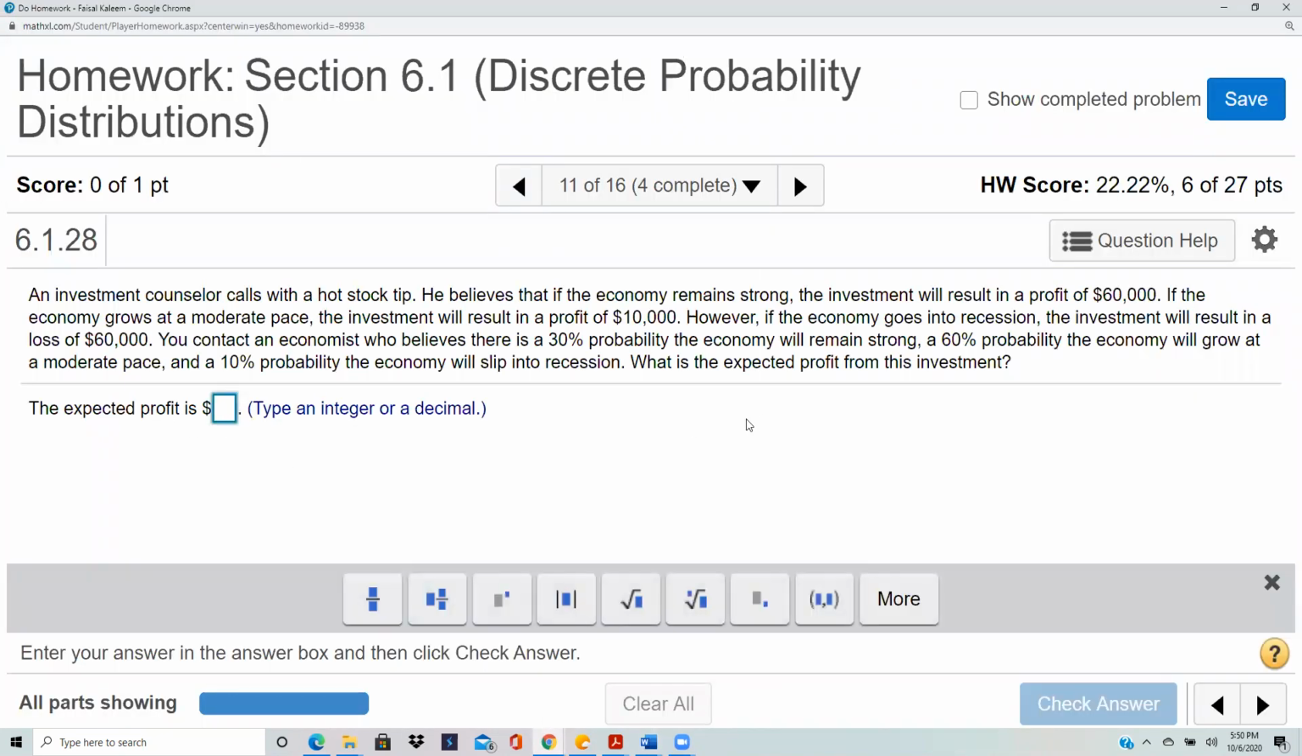Profit is like a win, and loss is a loss. So you get a profit of 60,000. That's the winning amount, 60,000, times probability of win. This 60,000 profit comes if the economy is strong, and the probability of a strong economy is 30%. So you would multiply this with 0.30.